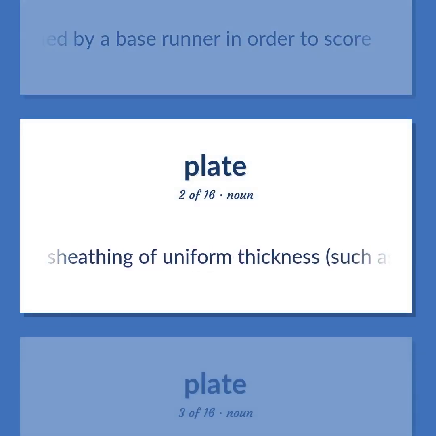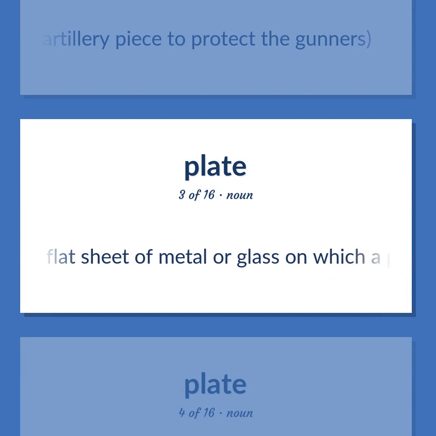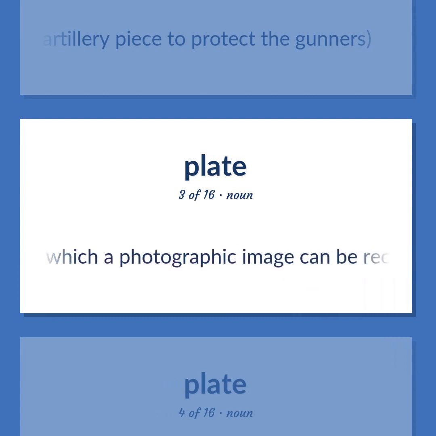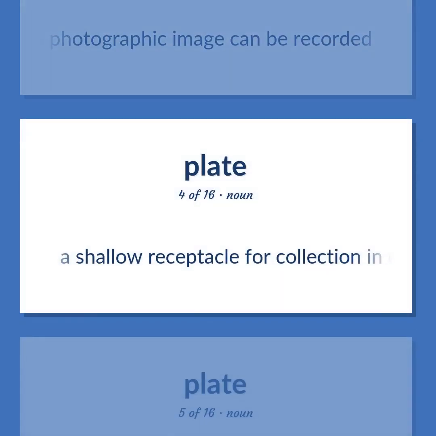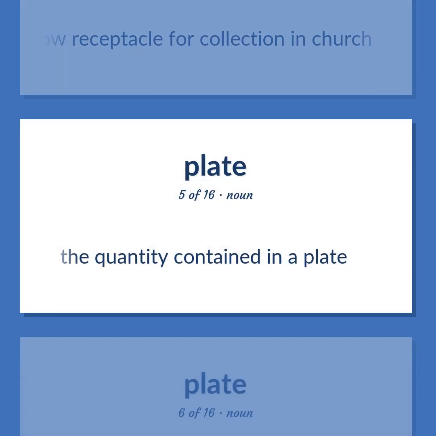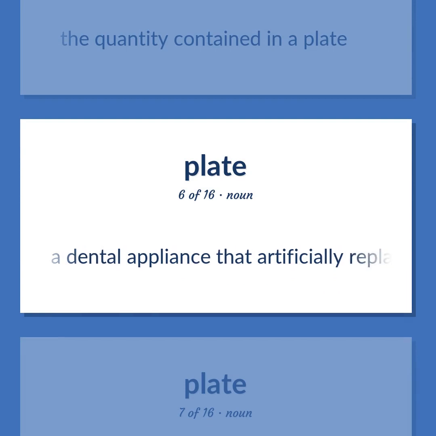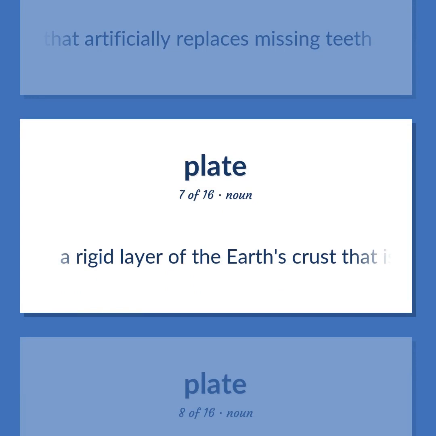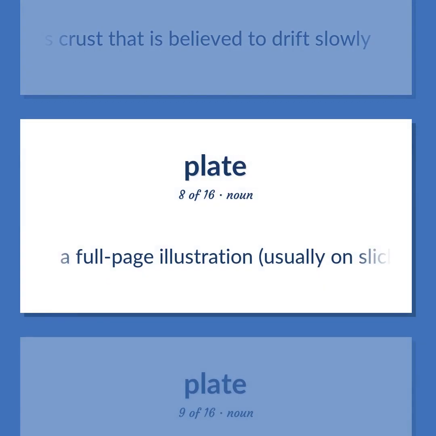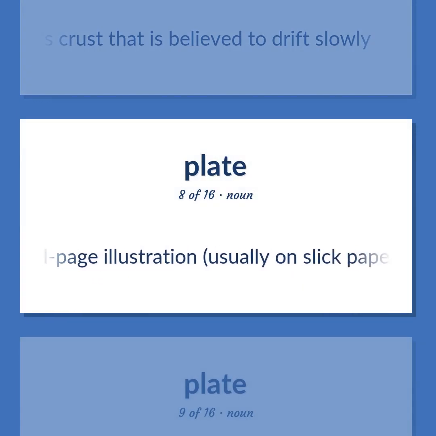A metal sheathing of uniform thickness, such as the shield attached to an artillery piece to protect the gunners. A flat sheet of metal or glass on which a photographic image can be recorded. A shallow receptacle for collection in church. The quantity contained in a plate. A dental appliance that artificially replaces missing teeth. A rigid layer of the Earth's crust that is believed to drift slowly. A full-page illustration, usually on slick paper.